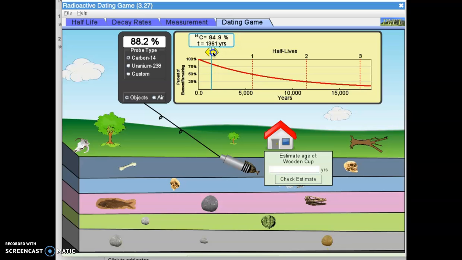Isn't this nicer than doing that exponential decay equation? And so about 1,026 years have passed.